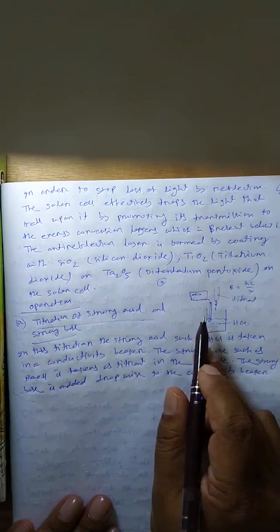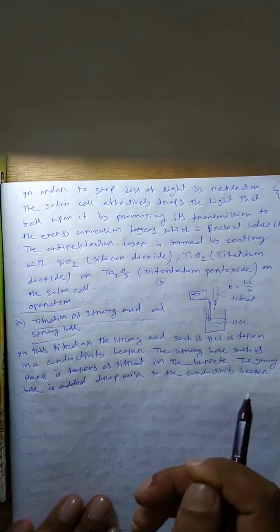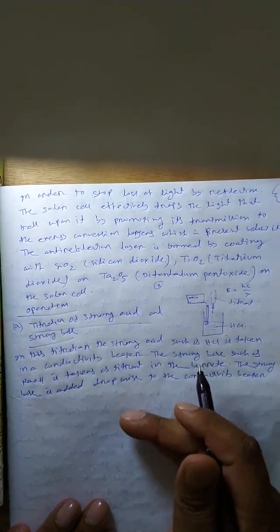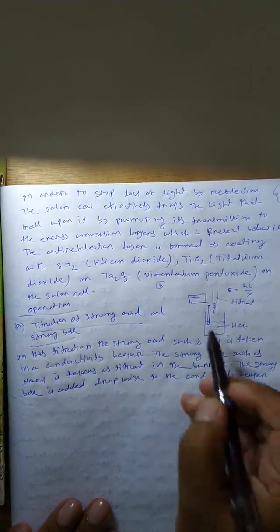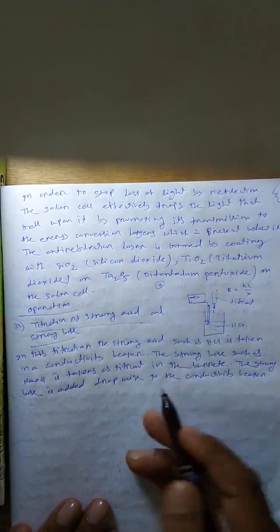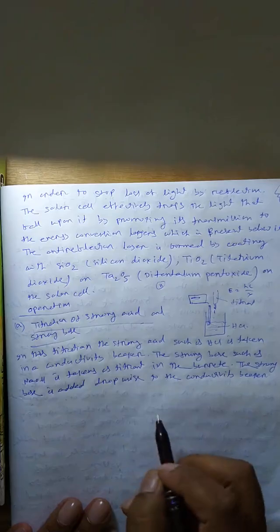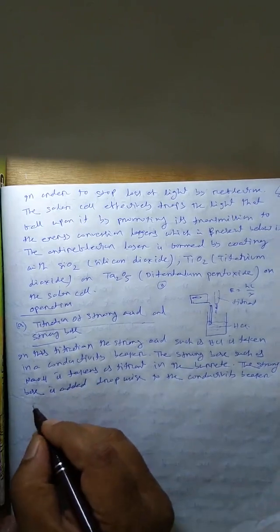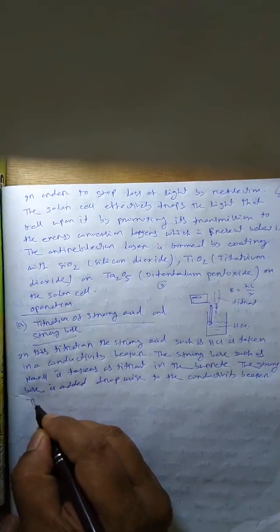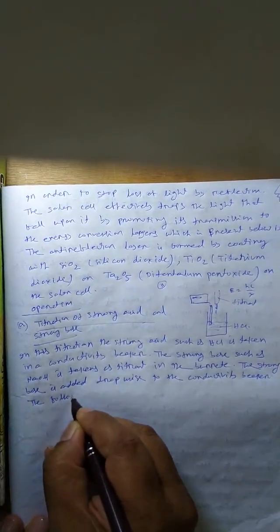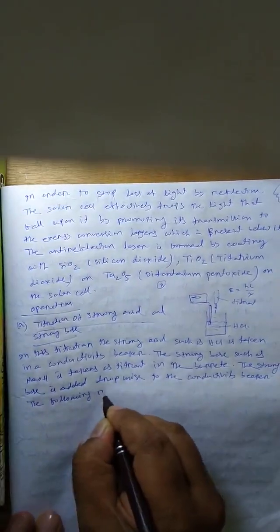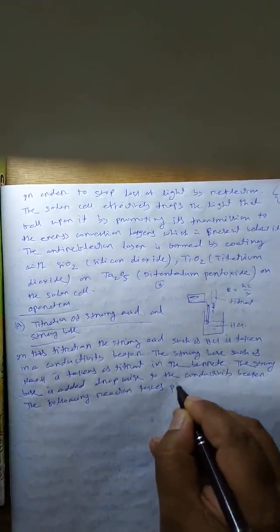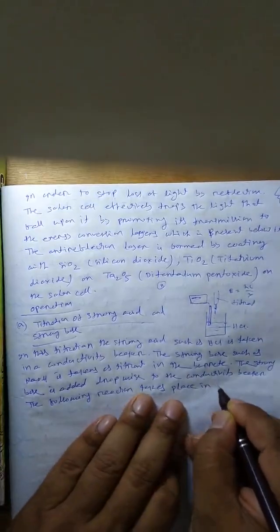We already did this experiment: you add 1 or 2 drops, or 5 drops, in each addition. After each 5 drops you stir the solution and note down the reading. In that case, the strong base is added dropwise to the conductivity beaker. The following reaction takes place in the conductivity beaker.